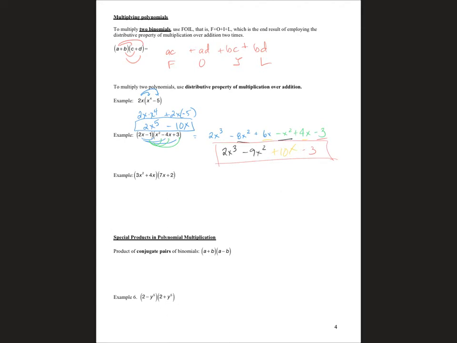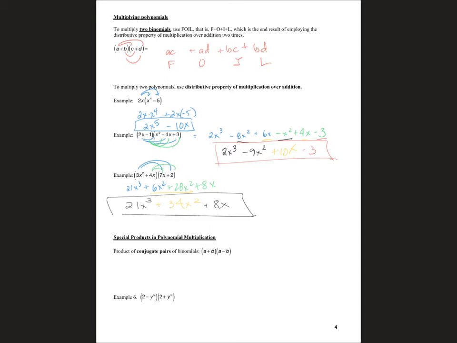Let's FOIL the next one for practice. So I have 21x cubed plus 6x squared plus 28x squared plus 8x. Combine like terms: 21x cubed. I can combine these to get 34x squared, and then don't forget the plus 8x.